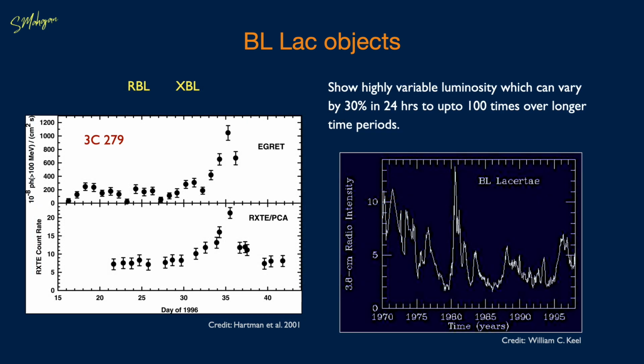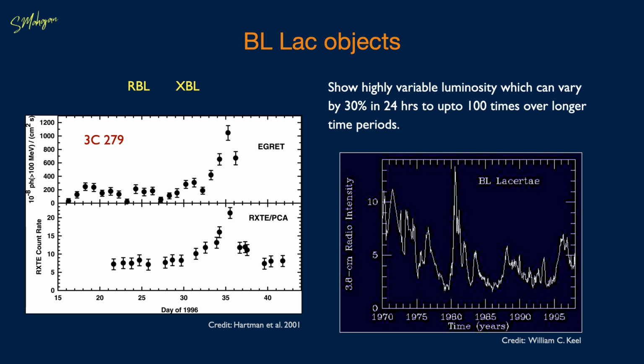BL-lac was originally classified as a variable star because of irregular variation in its brightness, which varied by a factor of 2 over a week and a factor of 15 in a few months, as shown here. Such a plot of luminosity versus time is called a luminosity curve. In general, the luminosity of BL-lac objects can vary by up to 30% in just 24 hours and by a factor of 100 over a longer time period.